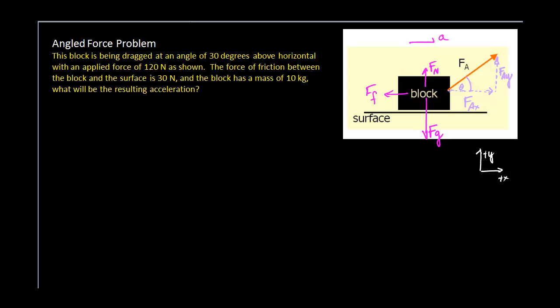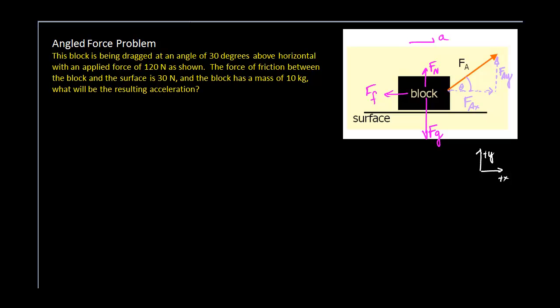Well, the next question you might ask is, how do we find how big Fax and Fay are? And if you look closely, Fax, Fay, and the applied force make up a right triangle. And since these are vectors, we can use trigonometry to figure out how big the components of our applied force are. So Fax and Fay are called the components. So Fay is opposite our angle, so we can use sine with Fay. Fax is next to our angle, so we can use cosine.